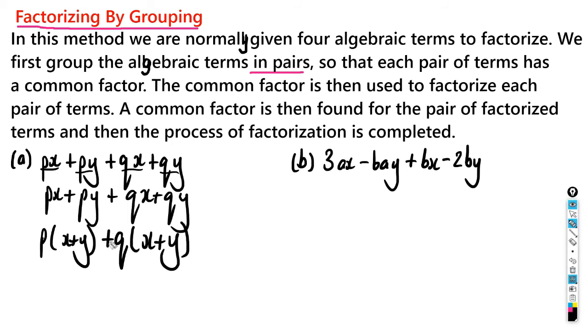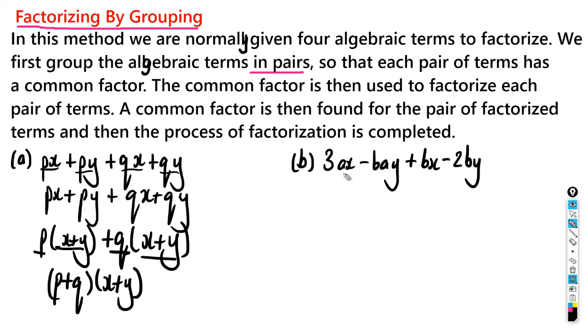Now, since p is a factor of x plus y and q is also a factor of x plus y, then we can say p plus q times x plus y, right? And that's basically what we do. We write the positive p and the positive q in a bracket by itself and multiply it by the common bracket between them. Cool?